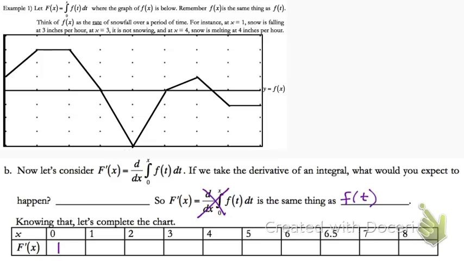At 0, it's equal to 1. At 1, it's equal to 3. At 2, it's equal to 3. At 3, it was equal to 0. At 4, right here, at x equals 4, it's equal to negative 4. At 5, it's equal to 0. At 6, it's equal to 1. At 6.5, it's equal to 0. At 7, it's equal to negative 1. And at 8, it's equal to negative 1. So the derivative of an integral is the function you started with at the very beginning.